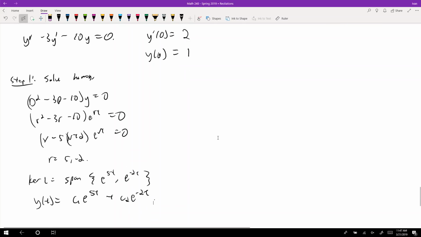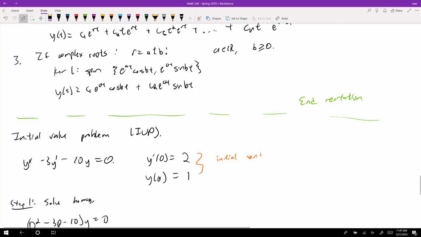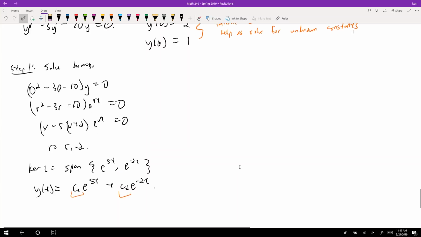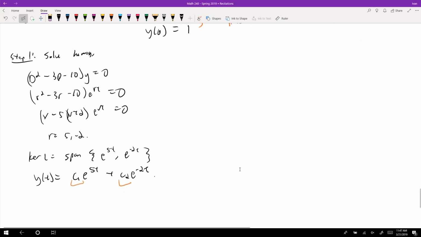So now what do we do? Well, we have these unknown coefficients. The initial conditions help us solve for the unknown constants. So here, we don't know what c1 and c2 are, but we know what y prime of 0 is and we know what y of 0 is.